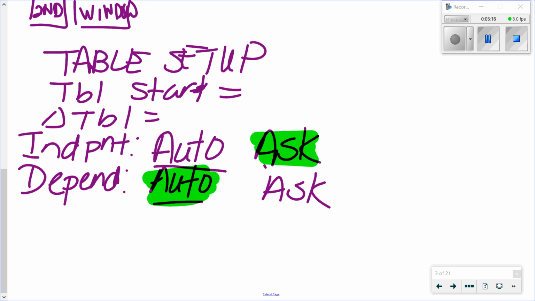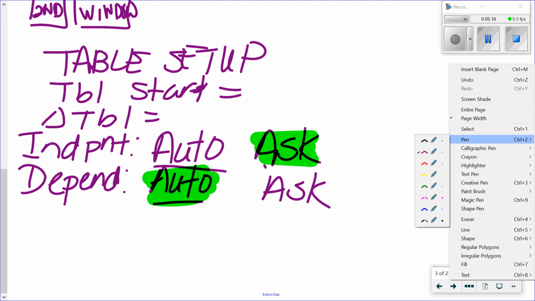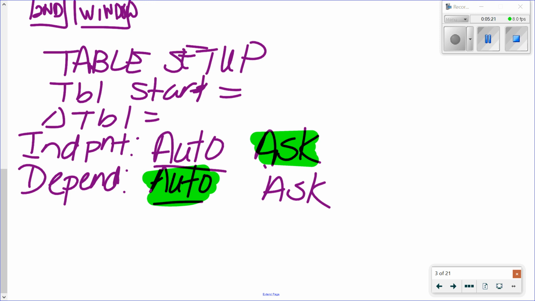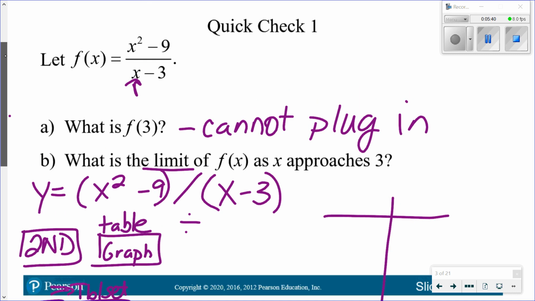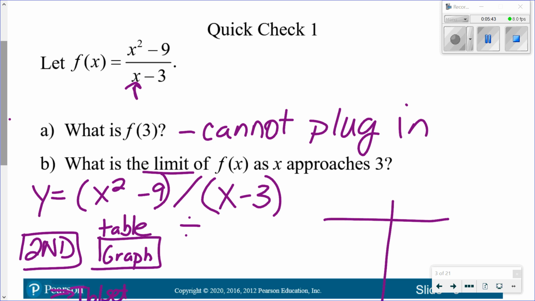Okay, what that's going to do for you is allow you to put in your own x values. So we're going to be able to create a table of values that we want for this specific problem and for each specific problem. So in this case, we want to find numbers that are close to 3, and I'm going to do 2 different tables of values here. We want to approach from the left, so I want numbers smaller than 3.